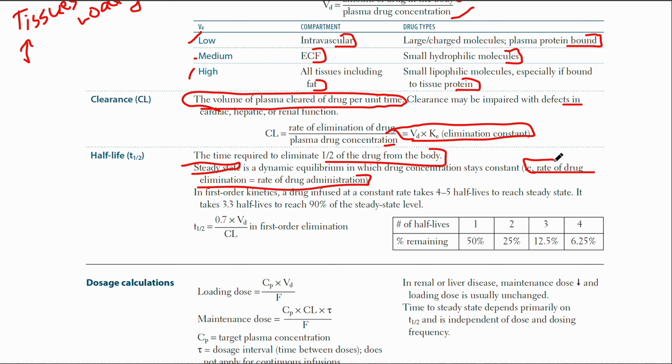So in first order kinetics, a drug infused at a constant rate takes 4 to 5 half-lives to reach steady state. In first order kinetics, it takes 3.3 half-lives to reach 90% of the steady state level. So how do we calculate half-life? It is 0.7. It is actually 0.693, but 0.7 is used to make the calculation easier. So in first order elimination, it is 0.7 times VD by CL.